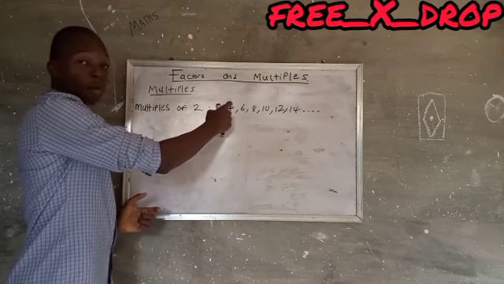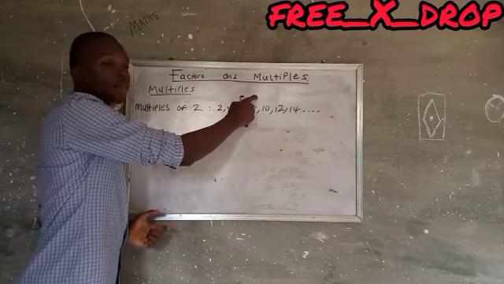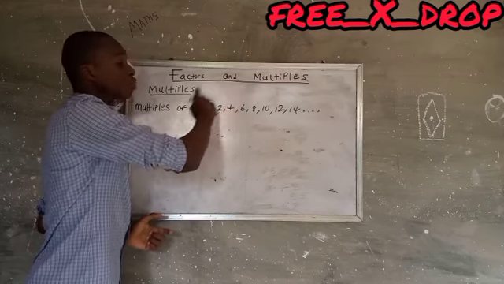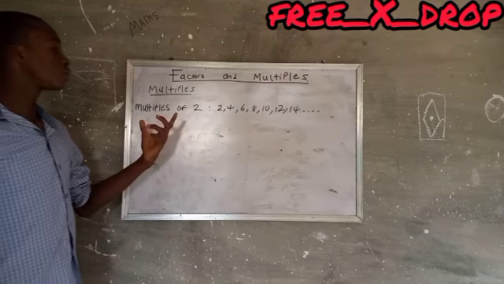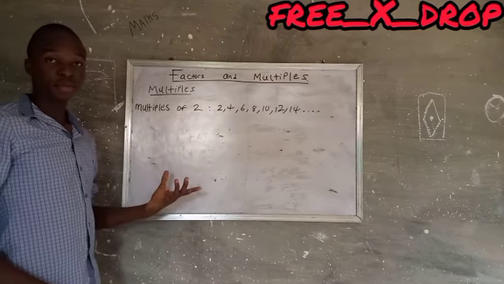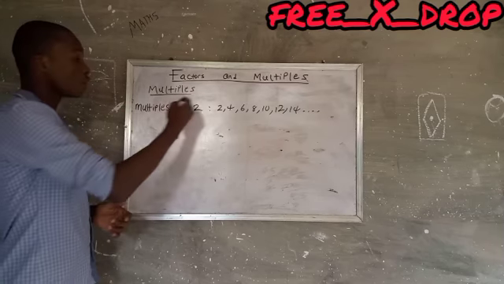2 plus 2 will give you 4. 4 plus 2 will give you 6. 6 plus 2 will give you 8. 8 plus 2 will give you 10. 10 plus 2 will give you 12. 12 plus 2 will give you 14, and so on. So this is how to find multiples. So multiples of 2 are these.